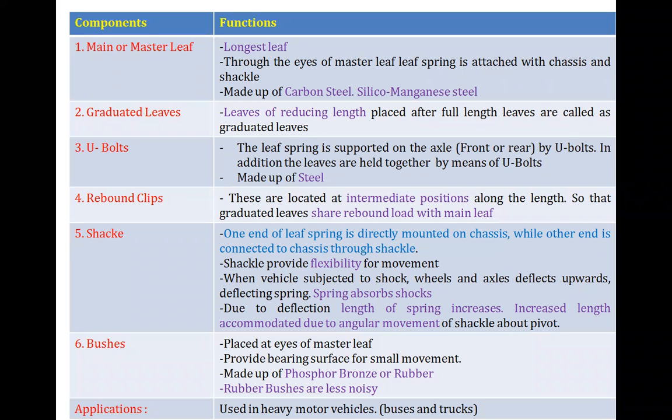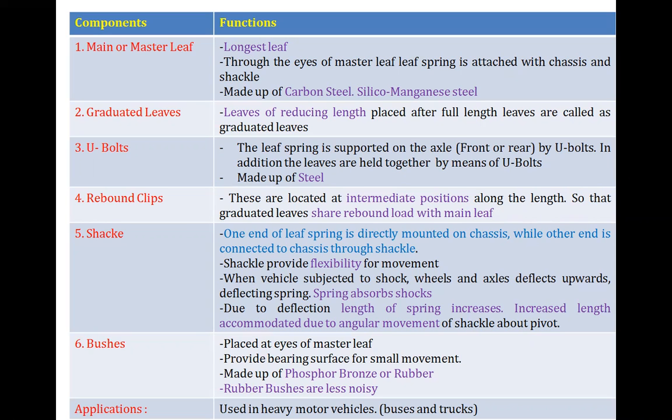Then shackle. One end of the leaf spring is directly mounted on the chassis, while other end is connected to the chassis through shackle. The shackle provides flexibility for the movement when vehicle is subjected to shocks, wheel and the axle deflects upward. The deflecting spring absorbs the shocks. Due to deflection, length of the spring increases. Increased length is accommodated due to angular movement of shackle about pivot.